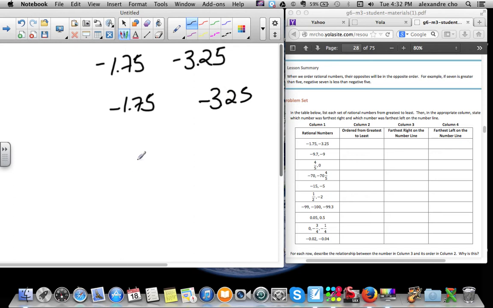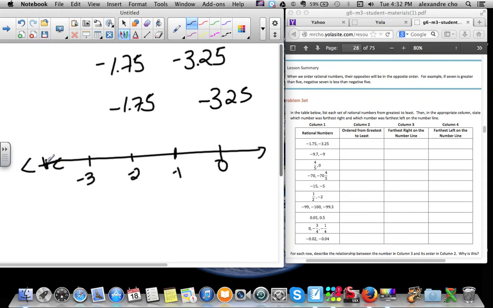Okay, so let me just put this on a number line. I'll do the first couple. Here, make 0 here, negative 1, negative 2, negative 3, and let's extend our number line and make that negative 4. So negative 1.75 is right about here, and negative 3.25 is about here. So order from greatest to least. Remember, the further you are to the right, the bigger the number. So this is the bigger number because it's more on the right side than this number.